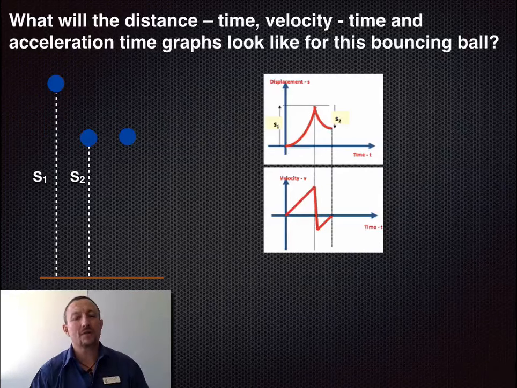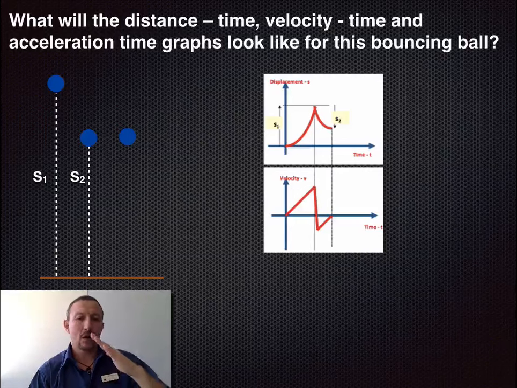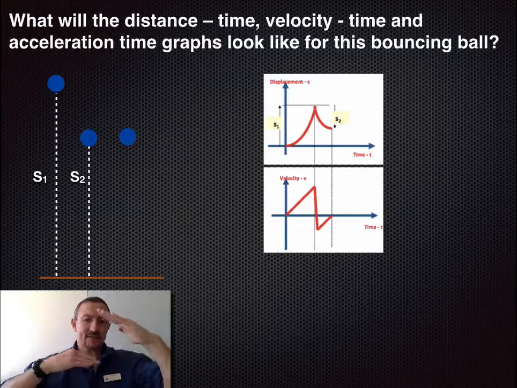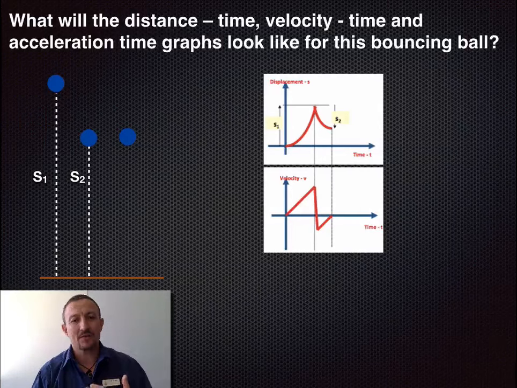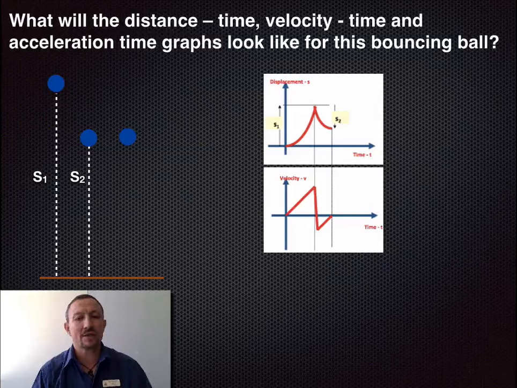Now notice both of the gradients for the beginning section and the second section are in the same gradient. Why? Well, gravity is going to be the same. The acceleration due to gravity is going to be the same in both instances. So that's a displacement time graph. That's a velocity time graph.